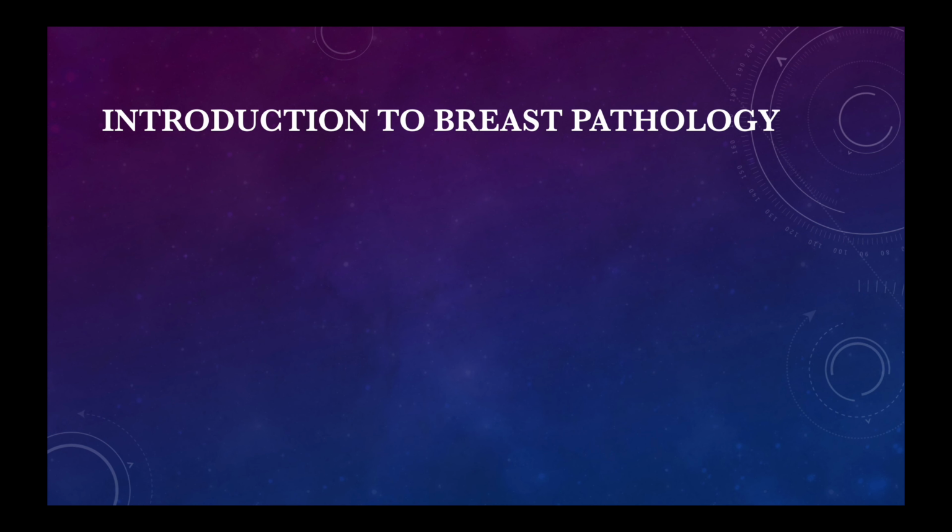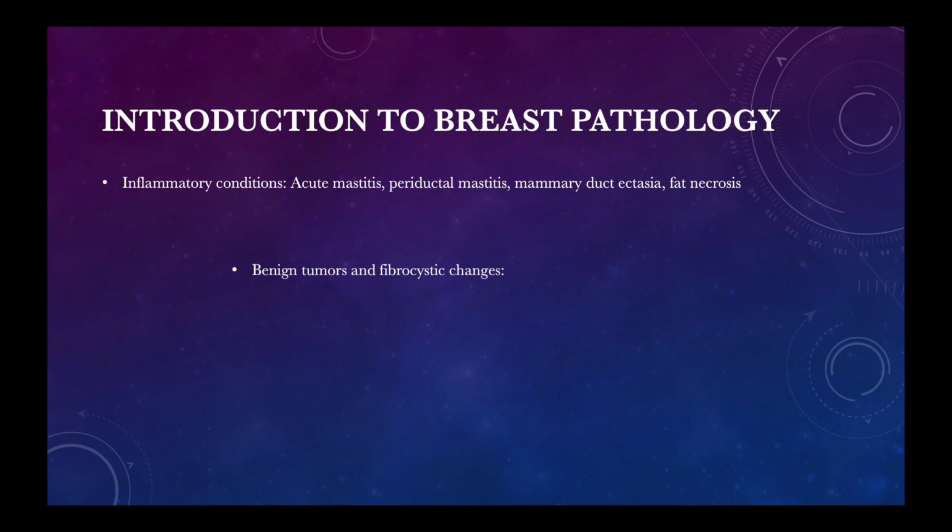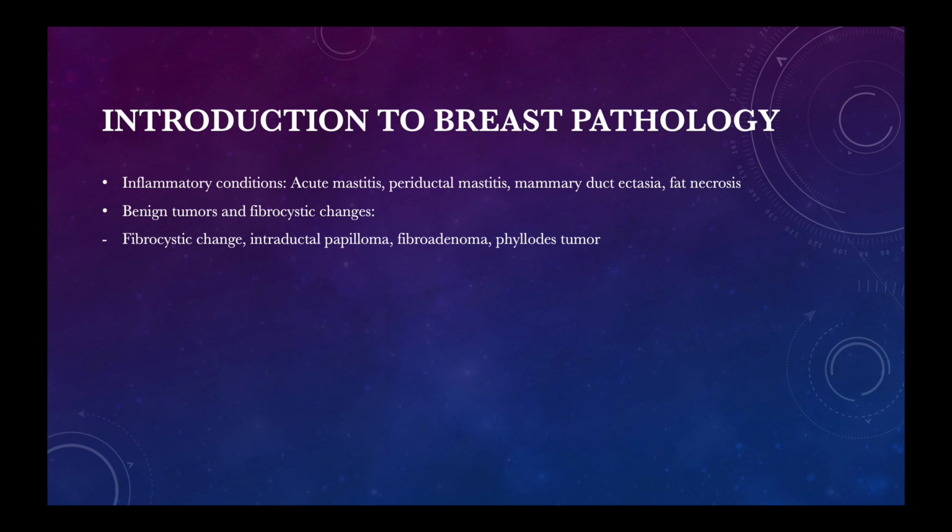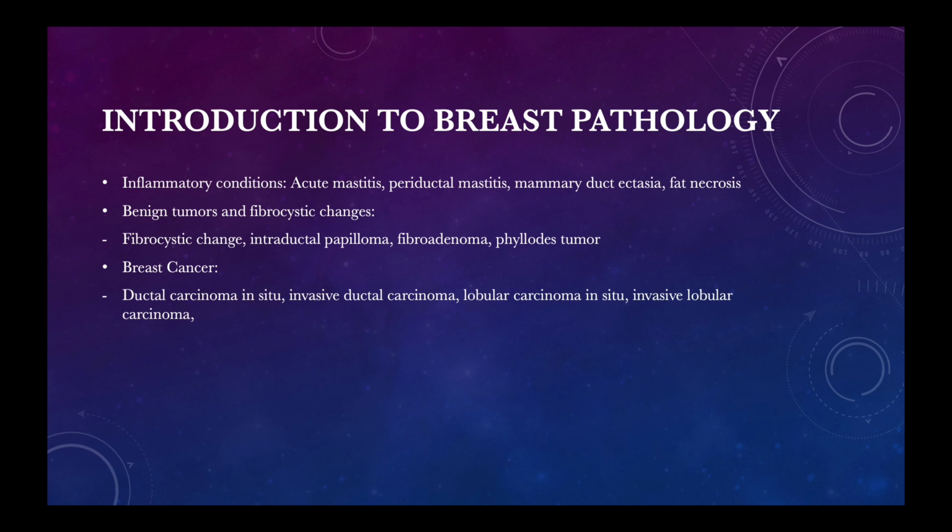A little introduction, just to mention exactly what diseases I'm going to be talking to you guys about. I'll start off with the inflammatory conditions, where I'll mention a few words on acute mastitis, periductal mastitis, mammary duct ectasia, and fat necrosis. We'll move on to the benign tumours and fibrocystic changes, where I'll be talking about fibrocystic change, intraductal papilloma, fibroadenoma, and phyllodes tumour. Then I'm going to move on to breast cancer, and I'll talk about DCIS, invasive ductal carcinoma, lobular carcinoma in situ, invasive lobular carcinoma, as well as a few words on hereditary breast cancer and male breast cancer.